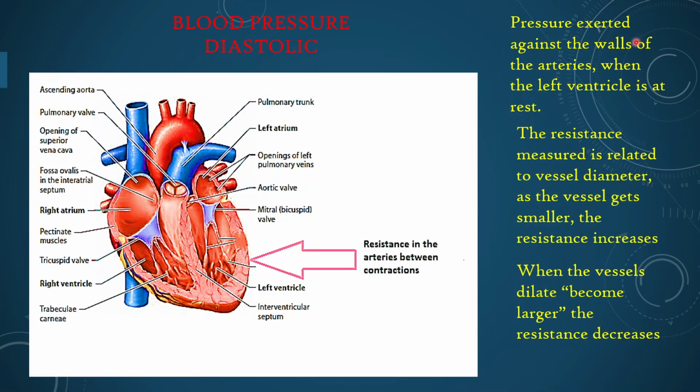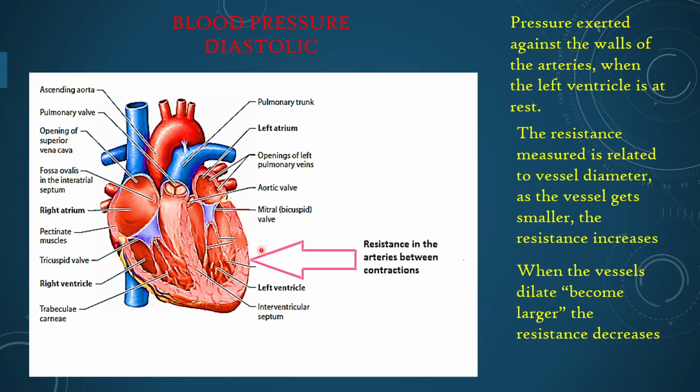Blood pressure, pressure exerted against the walls of the arteries when the left ventricle is at rest. The resistance measured is related to vessel diameter. This is what we're talking about, diastolic blood pressure, guys. Okay, so when we talk about diastolic blood pressure, at the end of the day, what we're talking about is vessel size. We're talking about the diameter of the blood vessel.